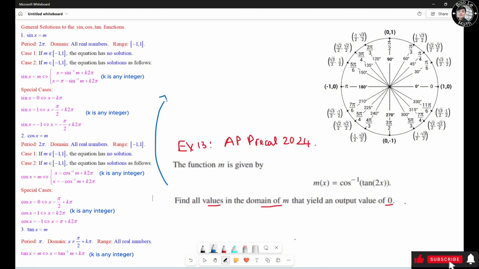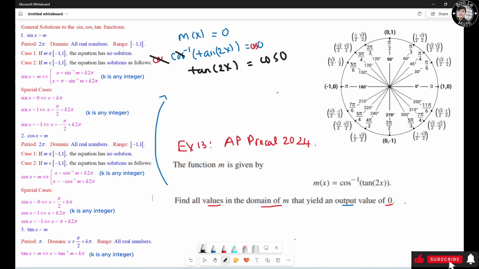Alright, so we need to let m of s equal to 0, right? Because it says the output value equals 0. So it's the same thing as cosine inverse of tangent of 2s equals 0. Now you need to take cosine of both sides so that you eliminate cosine inverse right here. So cosine here and cosine here, so this guy and this guy are gone.